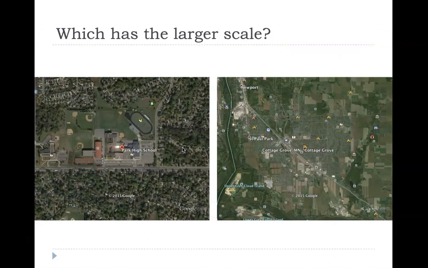So, question, which one has the larger scale? Is it the left-hand one, where you see Park High School, or is it the right-hand one where, oh, there is Park High School on there, you just can't see it. So which one has the larger scale? It would be this one, large scale, large amount of detail, but it only covers a small amount of area.